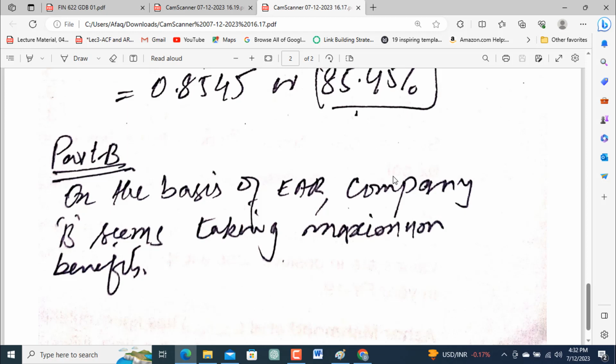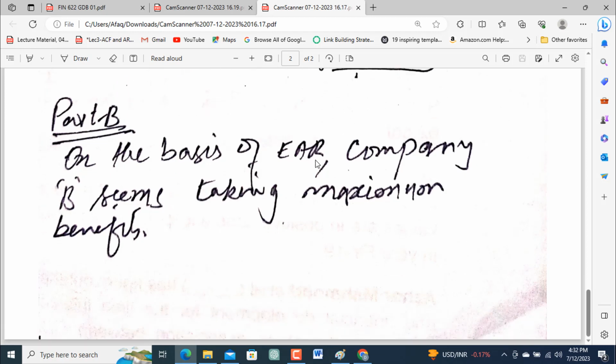Part B. I am going to explain EAR in terms of maximum benefit from the buyer's point of view, from the perspective of the loss if he does not avail the discount. So on the basis of EAR, company C seems to take the maximum benefit in terms of percentage by not dropping the opportunity of taking the discount.